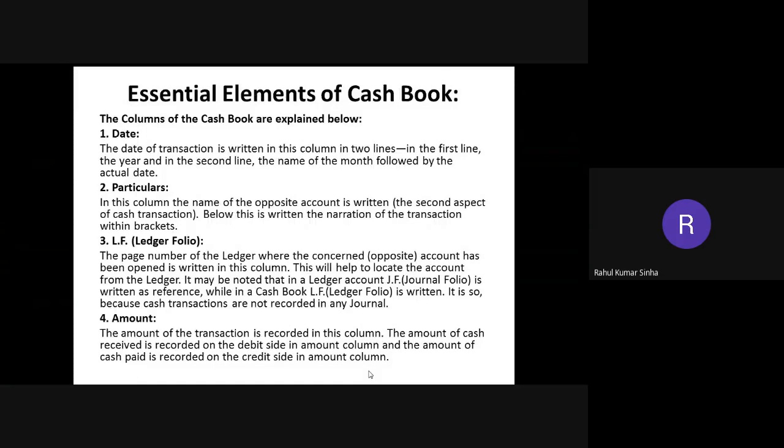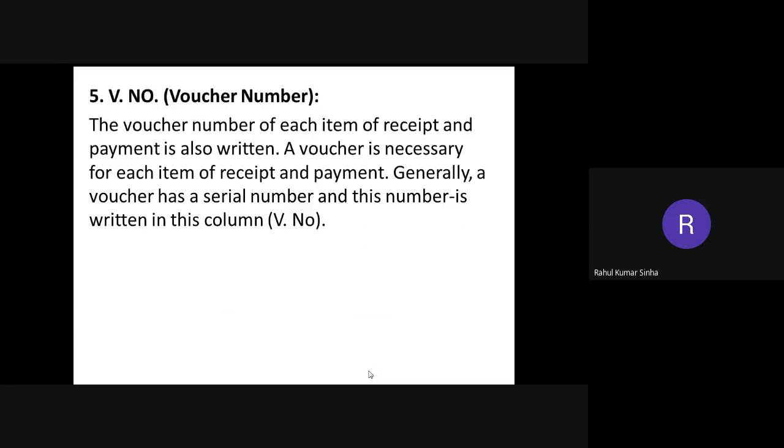Essential elements of cash book. In the cash book, first you will see the first column of the cash book, that is the date. Second column particulars. Third column ledger folio. Fourth column amount, and the last column, that is the voucher number.